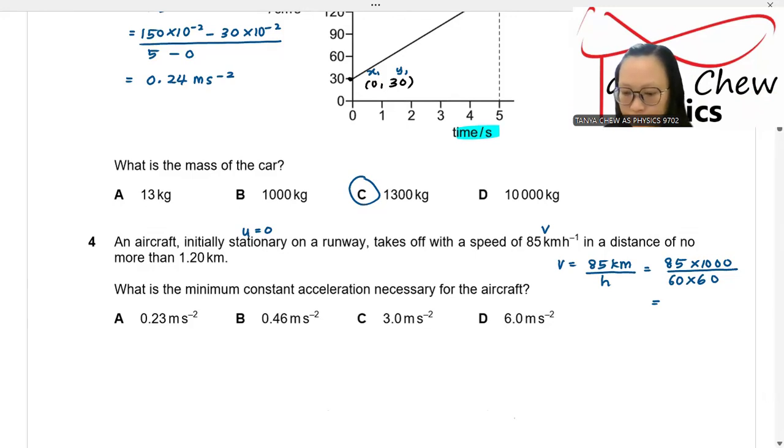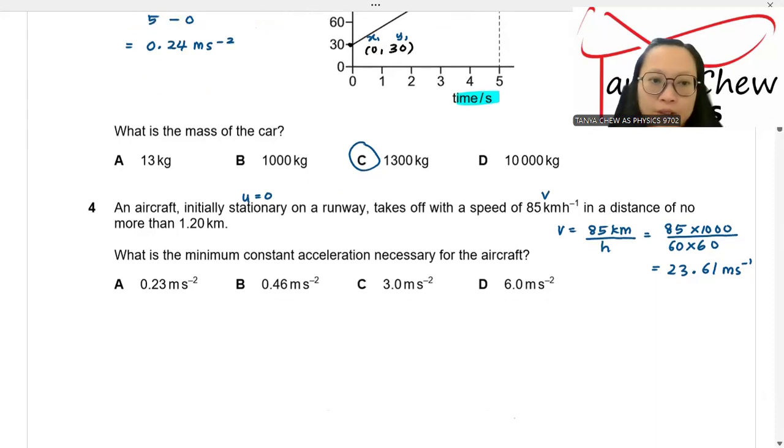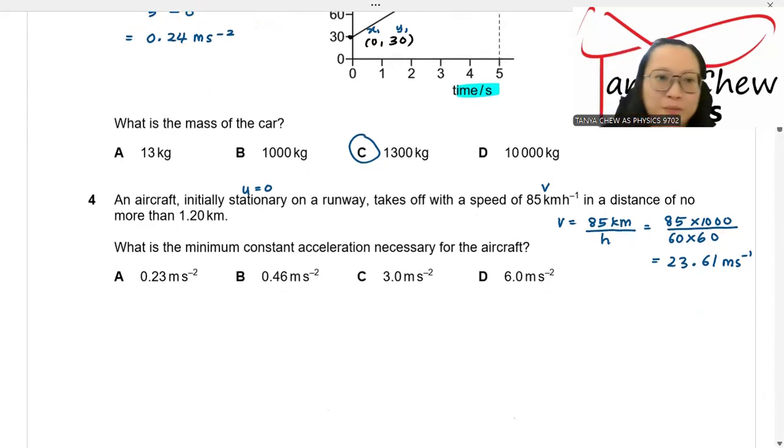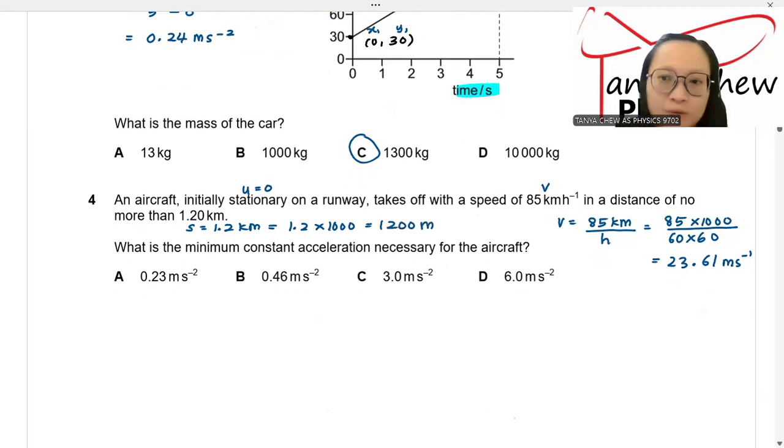85 divided by 85,000 divided by 3,600. So I got 23.61 meter per second. It doesn't matter because this is not my final answer. So I can write as many significant figures as I want. It doesn't matter. Now, the distance is 1.2 kilometers, so I'm going to change that, okay? Distance, or S, is equal to 1.2 kilometers, so I'm going to change it to meters. So 1.2 times 1,000, so 1,200 meter.